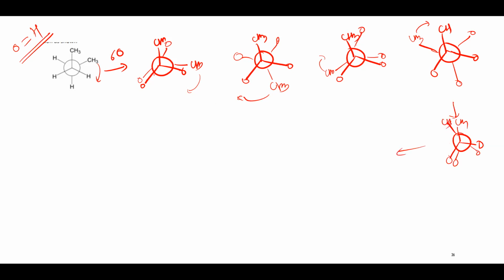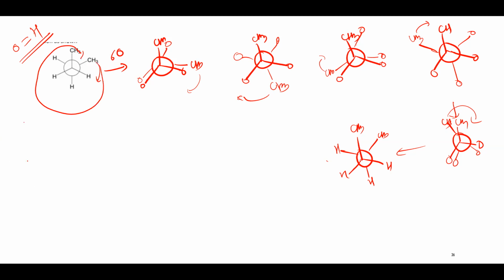And again, we need to rotate by 60° to get up to here. So this methyl will go here. The front methyl will remain as it is. The back methyl will go here. So this structure is the same as the original one. So we got the original structure. So we have rotated this methyl group by up to 360°.